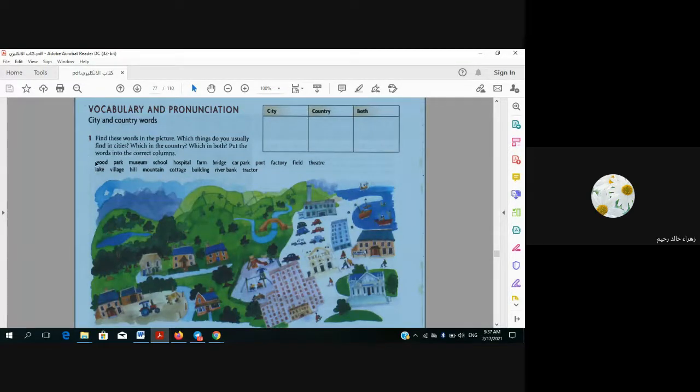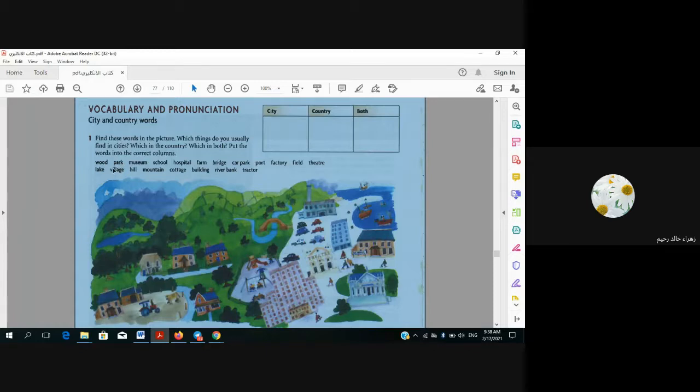What's the meaning of wood? Yes, what's the meaning of wood? Wood, it's very easy. No. Yes, very good. So we find wood in the city or in the country? Country. In the country, yes, very good.